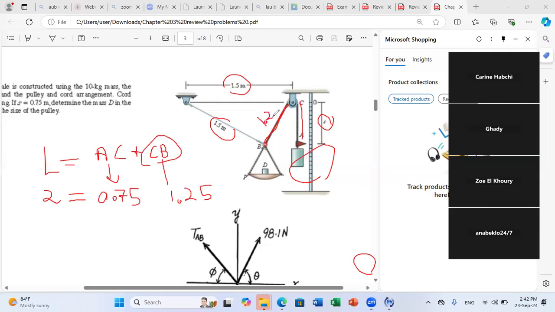Once we know all of these dimensions in one triangle, we can calculate the angles because you can use first the cosine law.